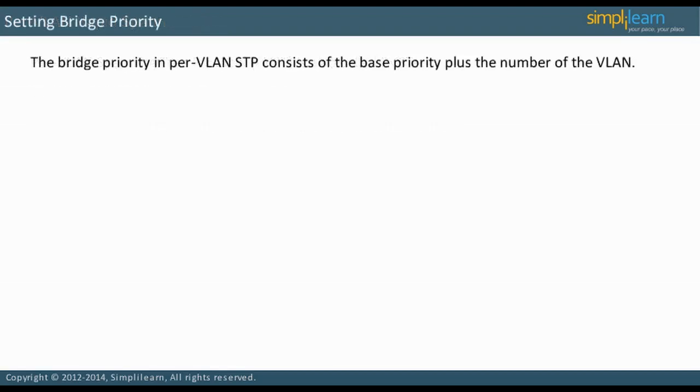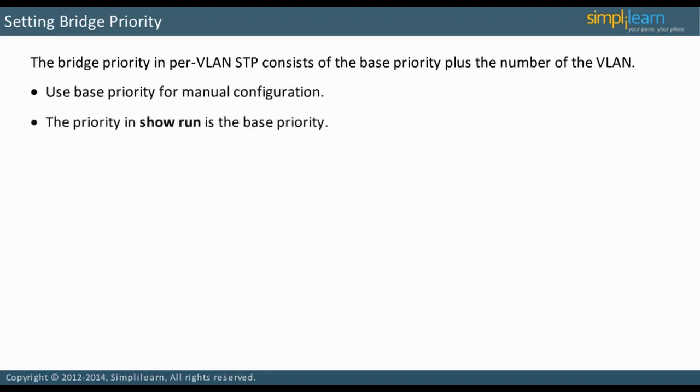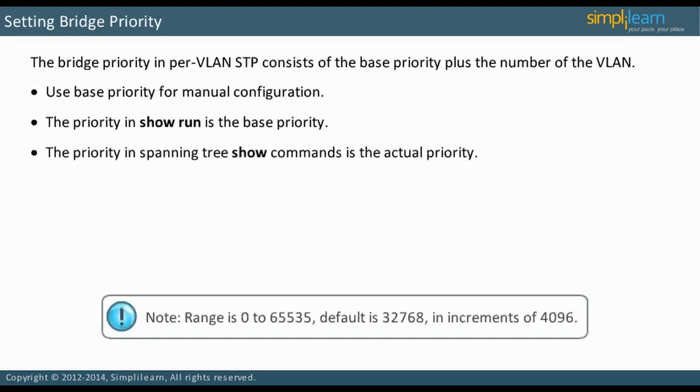The bridge priority in per VLAN STP consists of the base priority plus the number of the VLAN. If you manually configure priority, use the base priority. The priority in show run is the base priority as well. However, the priority shown in spanning tree show commands is the actual priority. Note, range is 0 to 65,535, where default is 32,768 in increments of 4,096.